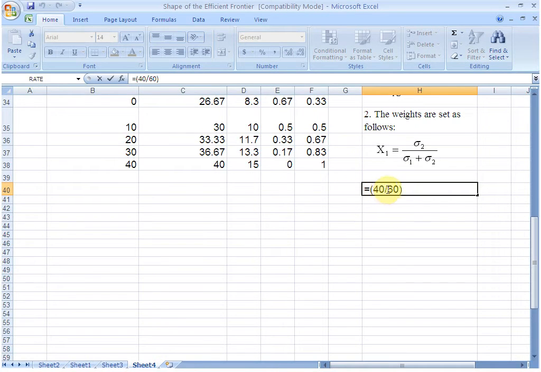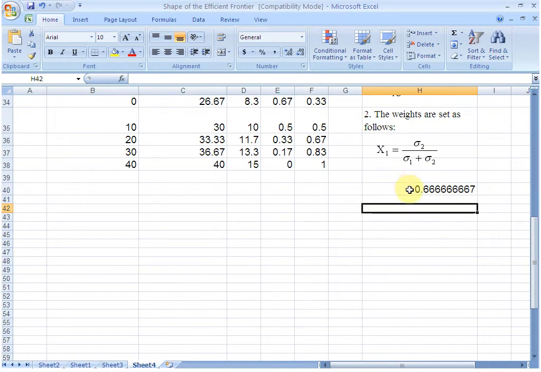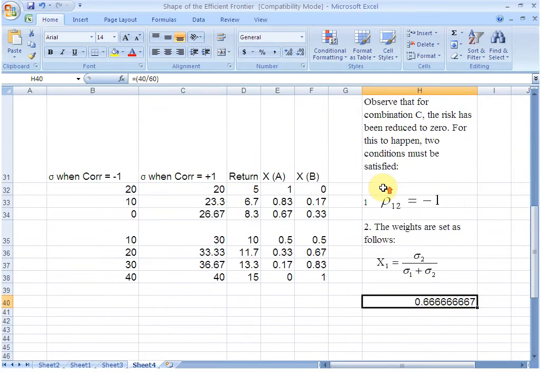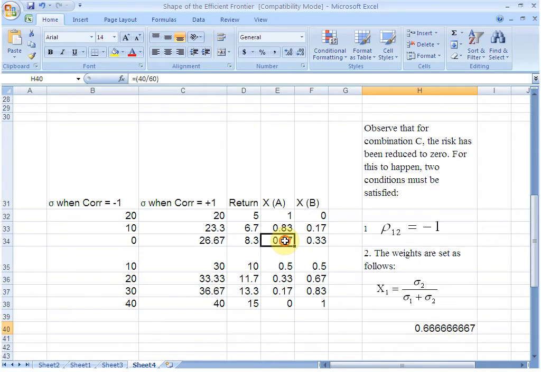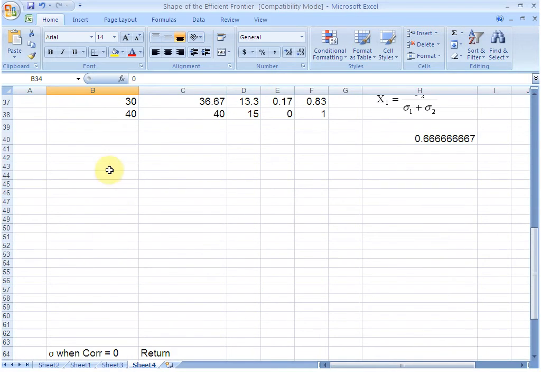And once we do that, what we find here is that the answer is 0.66667, or simply 0.67, indicating to us that 67% of the money is invested in asset A, and obviously the remaining 33% is invested in asset B, along with when the correlation between them is -1. When these two conditions are met, it is possible to reduce the risk to 0 or totally get rid of it. Now let us look at the shape of the efficient frontier, for which we need to plot a graph.